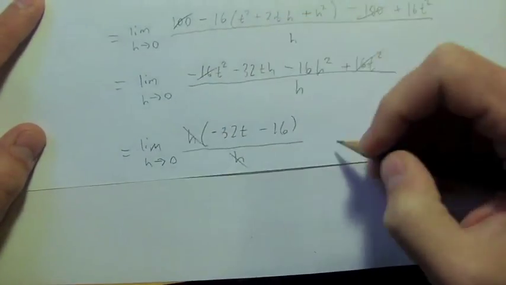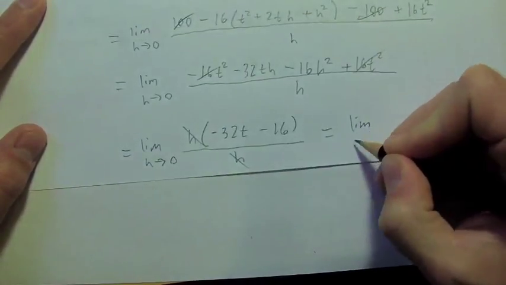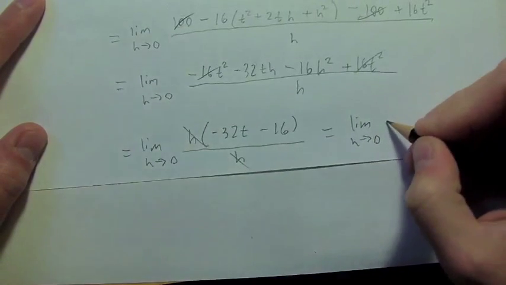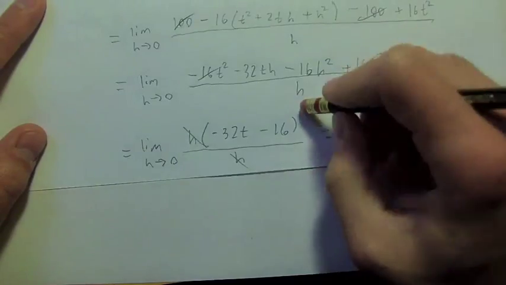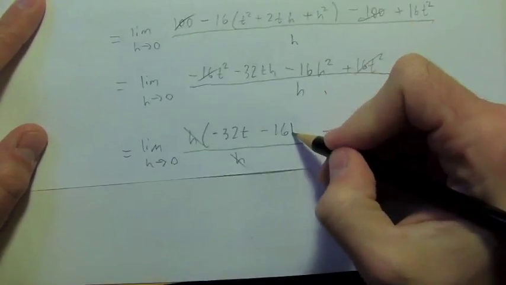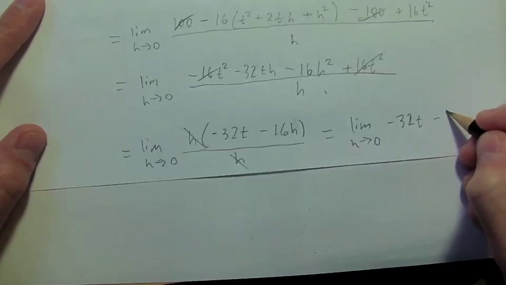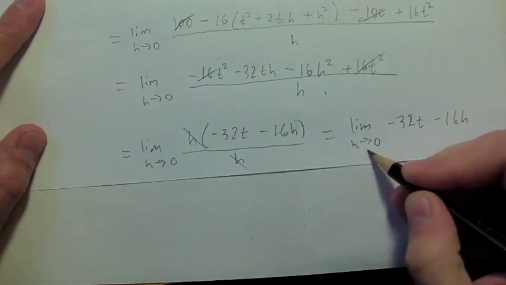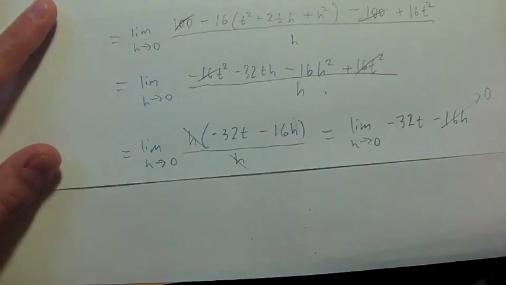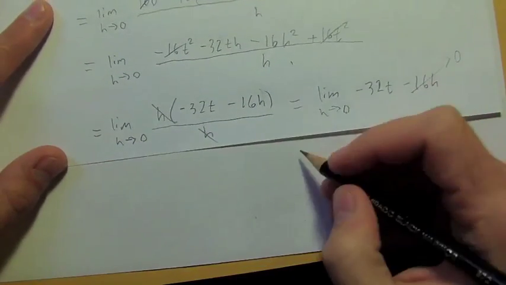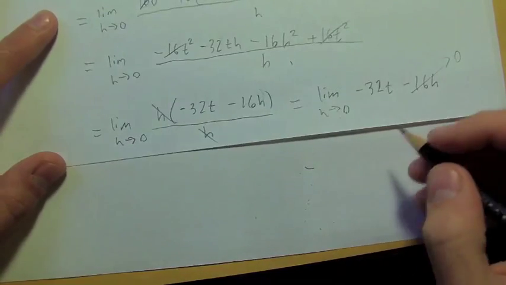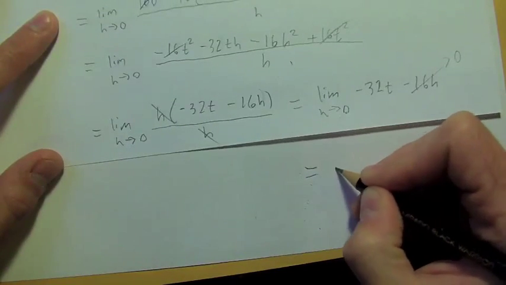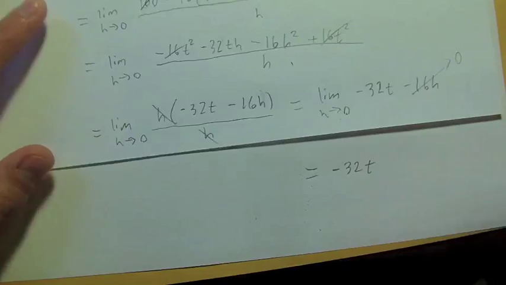And the h's cancel, so we get the limit as h goes to 0 of negative 32t minus, I've forgotten h over here, sorry, minus 16h, and the h term is going to go to 0. Right. So now we get that this is equal to negative 32t.